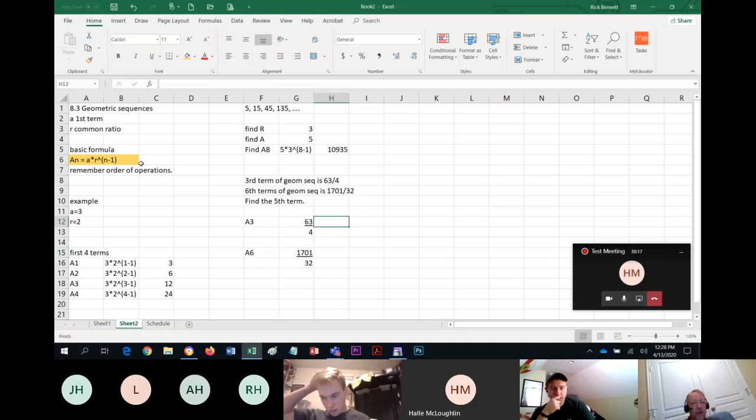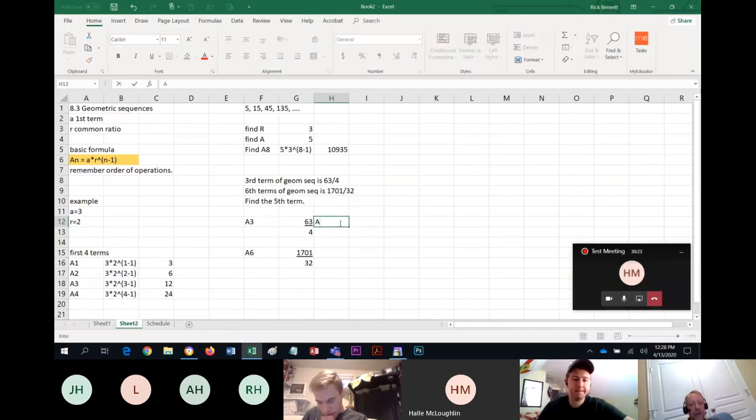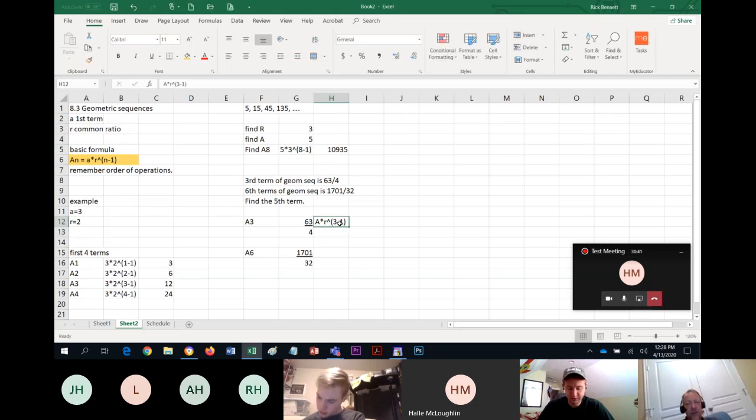Now, what we can do is plug in this formula here. A sub 3 basically equals A, which I still don't know what A is, times R, don't know what that is yet either, to the n minus 1. So that's 3 minus 1, which is the second power. I'm going to do the same thing down here, but with the 6, so it's 6 minus 1, which is the fifth power.